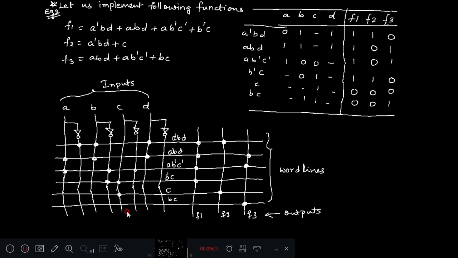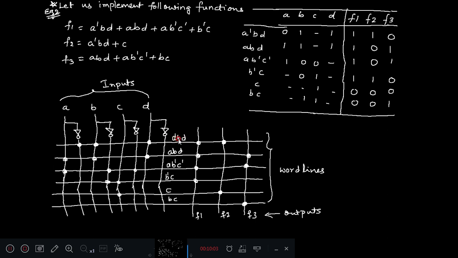So there will be an AND array. In the previous example I showed it using AND gates. Here is an alternative, simpler way of representing an AND array. Inputs A, B, C, D with complements are written. And then word lines, the number of word lines depends on the number of product terms required. In this implementation we need 6 product terms. So the number of word lines will be 6, and each word line will implement one product term.